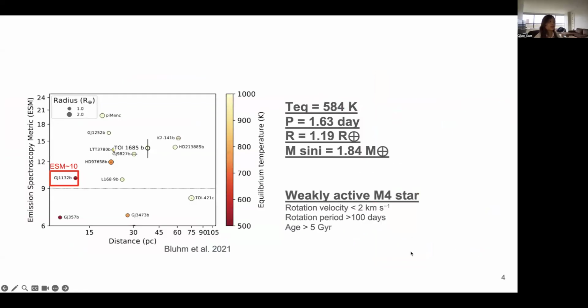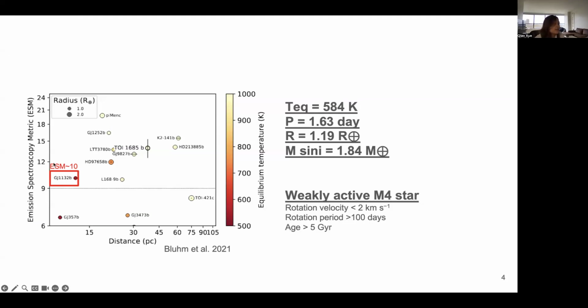Next, I want to talk about our target, GJ1132b. It is a terrestrial planet orbiting around an M star with an orbital period of 1.6 days. The equilibrium temperature of GJ1132b is around 600 Kelvin, and the bulk density of it is very rocky, about 5.5 grams per cubic centimeter. It is one of the best targets to do emission spectroscopy among all of the terrestrial planets, and has an ESM of about 10.